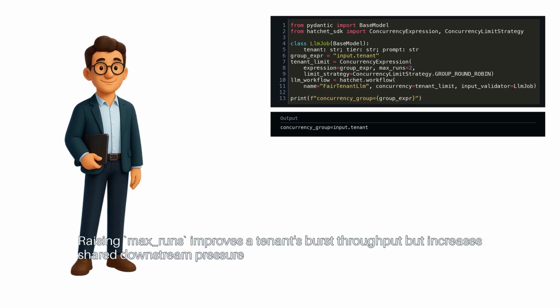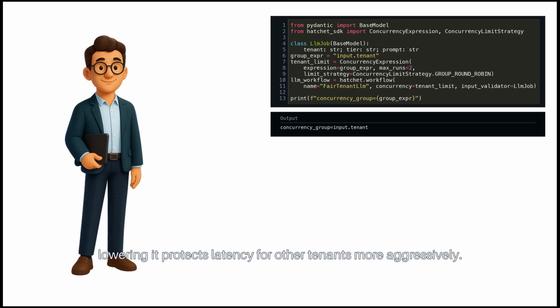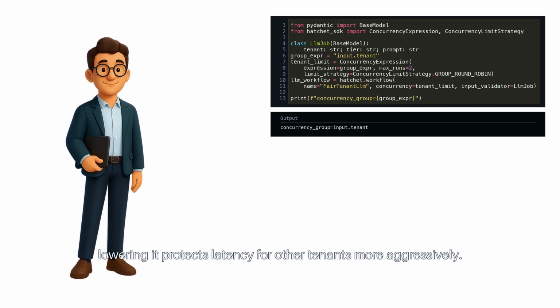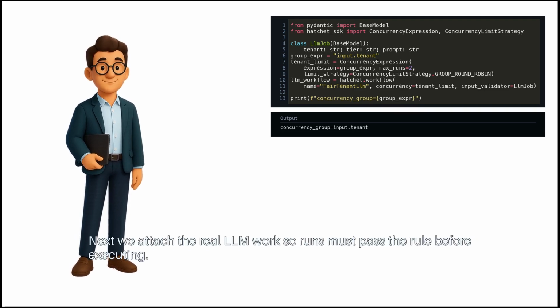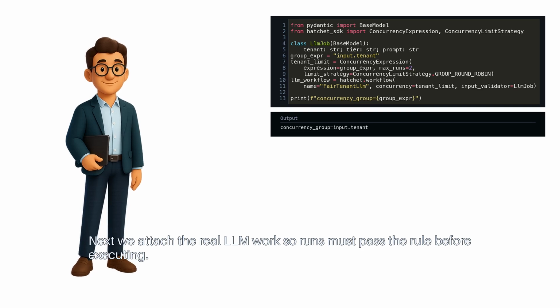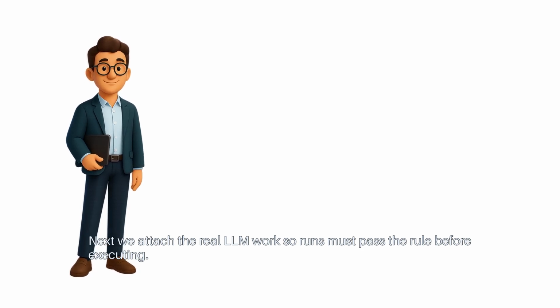Raising max runs improves a tenant's burst throughput, but increases shared downstream pressure. Lowering it protects latency for other tenants more aggressively. The output shows the exact grouping expression that makes the cap per tenant. Next, we attach the real LLM work, so runs must pass the rule before executing.